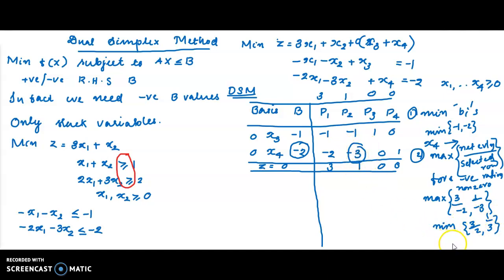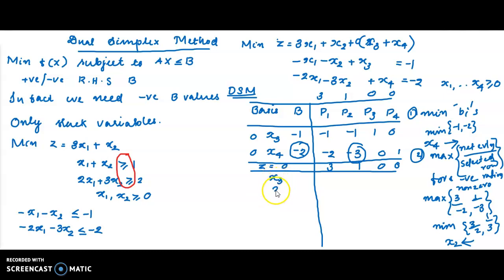That means the entering variable is x2. x2 enters the basis. We have x4 leaves the basis and x2 enters the basis. The other changes are as usual. We have to convert this -3 as 1. Therefore divide all the elements of the second row by -3.